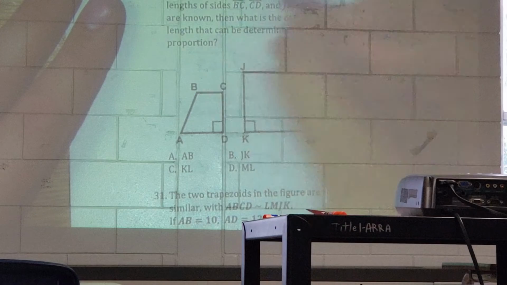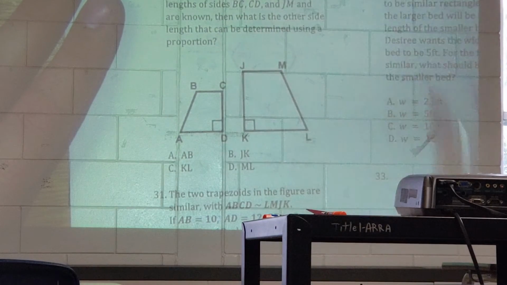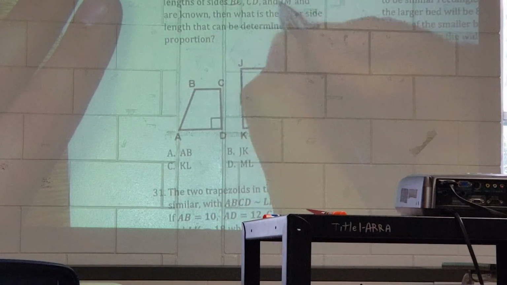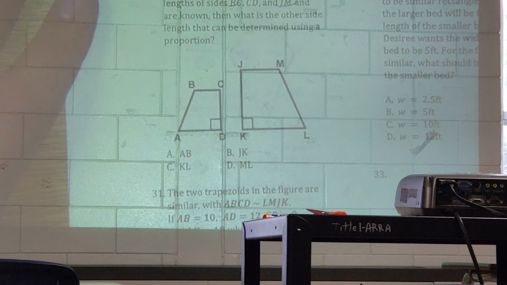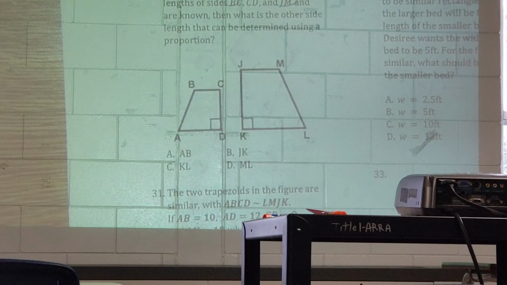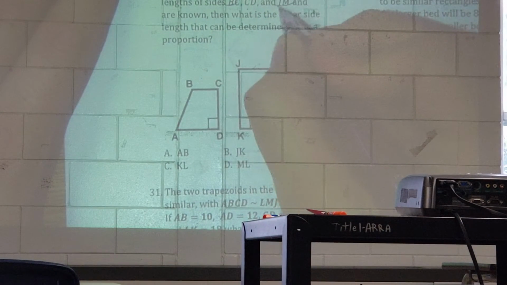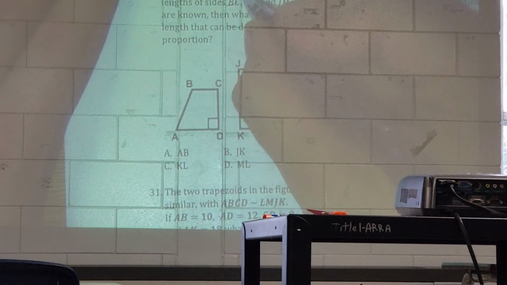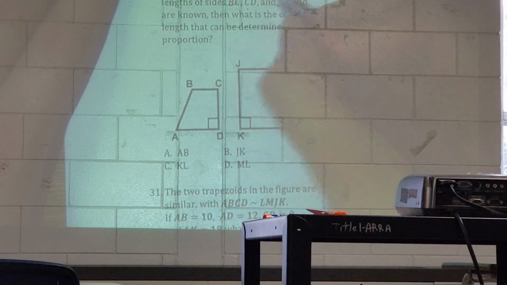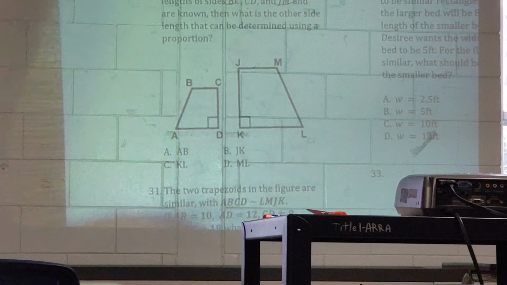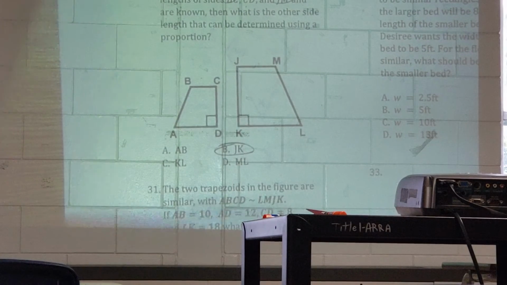BC is the middle two letters, so it corresponds to MJ. Well, BC and MJ are already included. It's JM in this, but it's included. So we already have one pair of corresponding sides. CD is the other pair of corresponding sides, and we don't know what it corresponds to according to this. We can look, though. If C and D are the last two letters, J and K or KJ are the last two letters. So we know that the other piece that we could find out has to be JK.